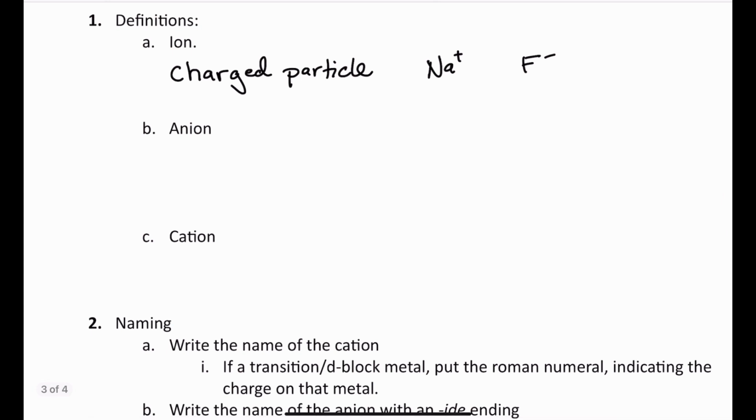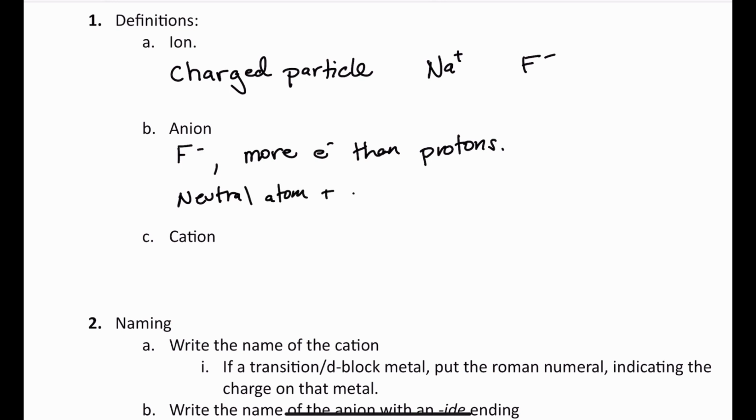So an anion specifically is something like fluoride. So there's more electrons than protons. And we learned that this was called fluoride. We take the name of the neutral atom plus the IDE suffix. It's fluoride. I'll rewrite that.